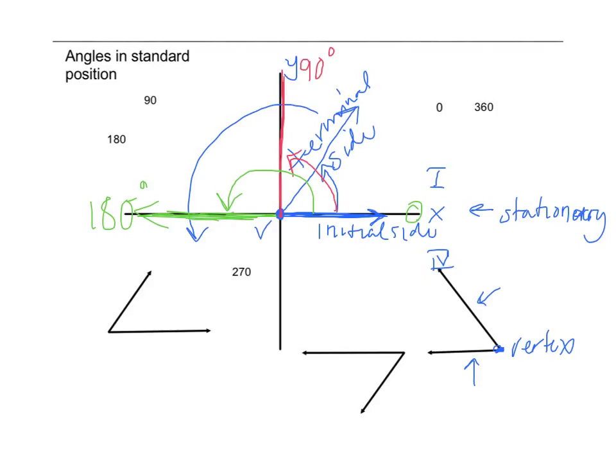Then if I have one that goes this direction, right, all the way around to here, this would be 270 degrees. And then all the way around is 360 degrees. Have you ever wondered why there are 360 degrees in a circle? I know, me too. We'll talk about it in a bit.